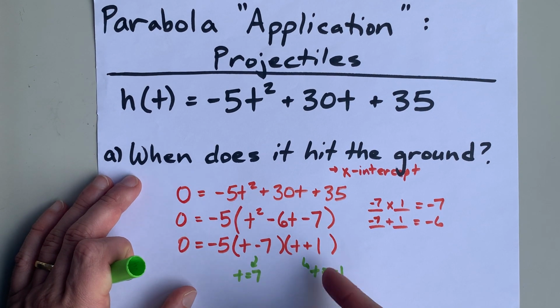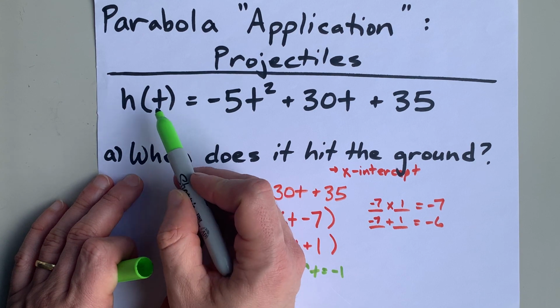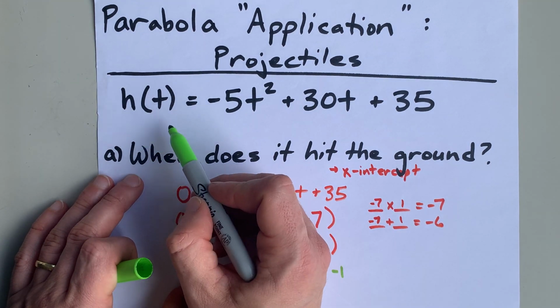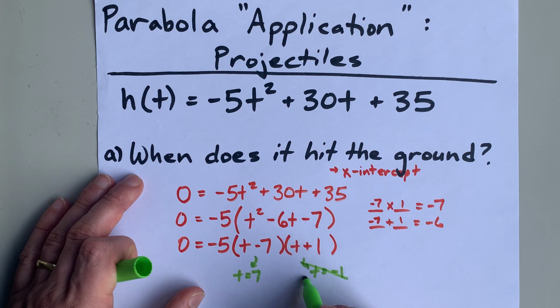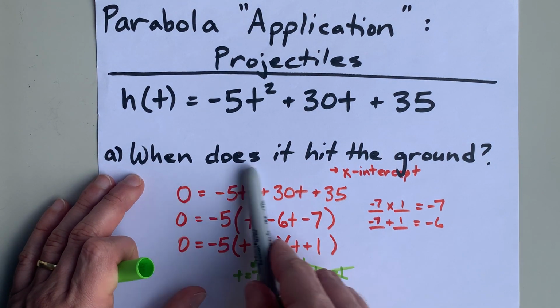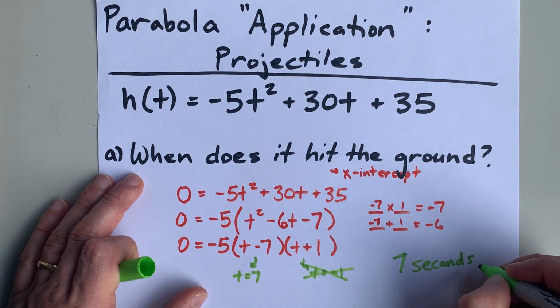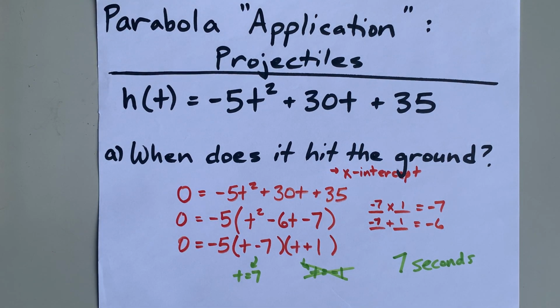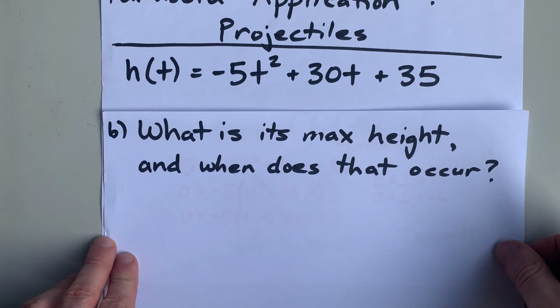But negative time doesn't really make sense. We're asked to plug in how long it is since it's been thrown, and this is technically representing 1 second before it was thrown. It wasn't even in flight at that point, so that doesn't make sense. When does it hit the ground? The answer is after 7 seconds. Cool. Now, the next question we have here is what is its maximum height?